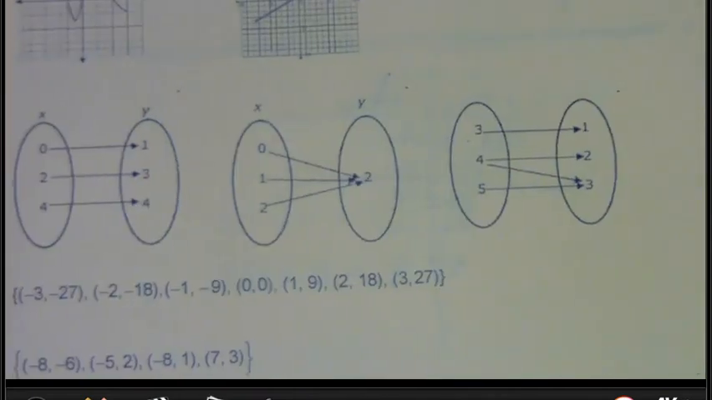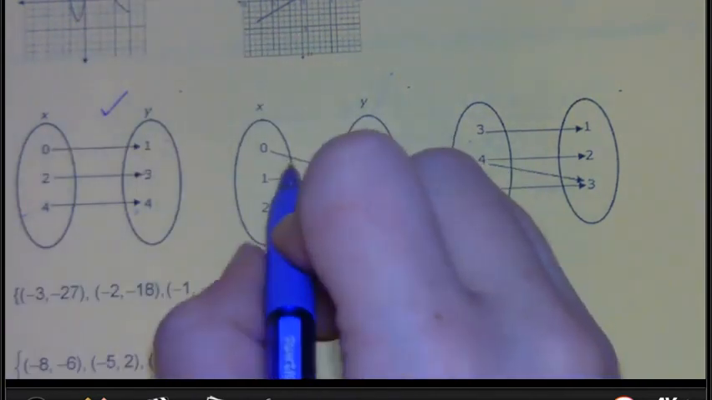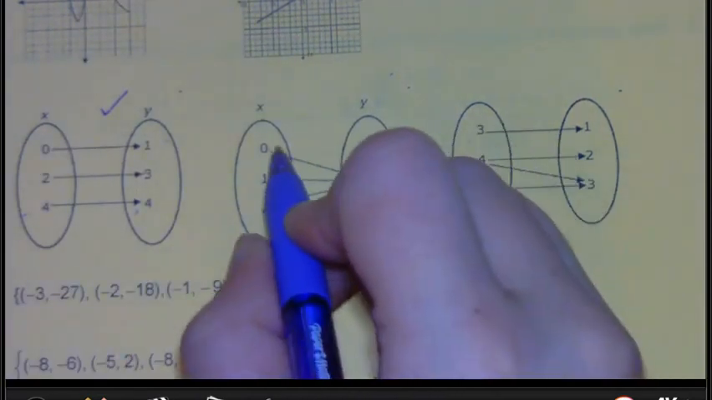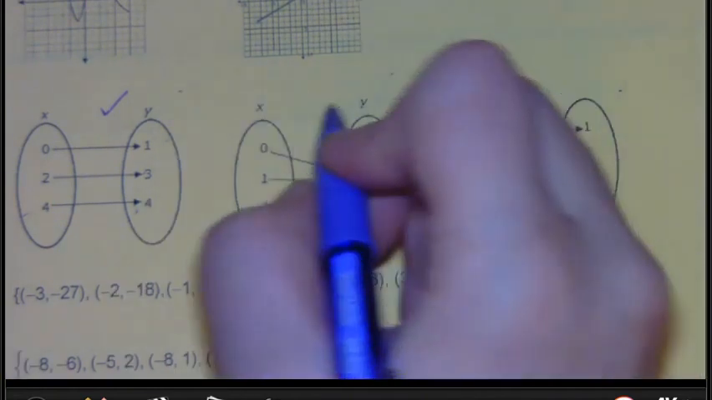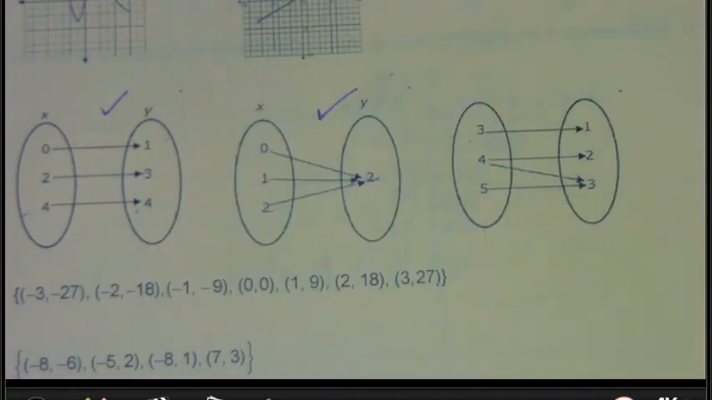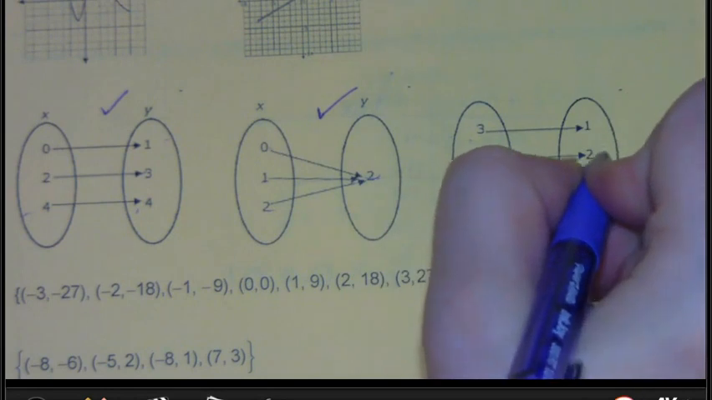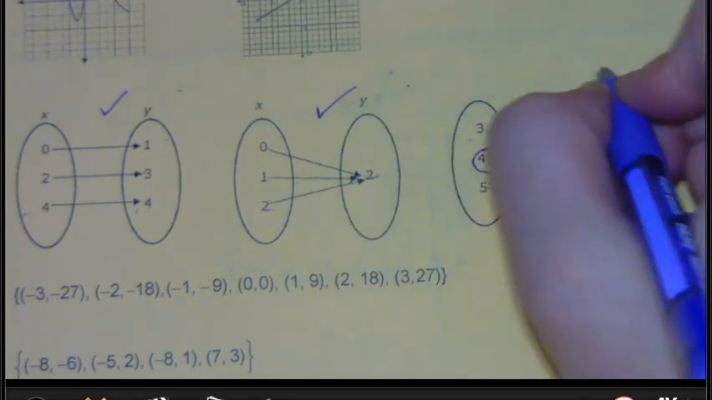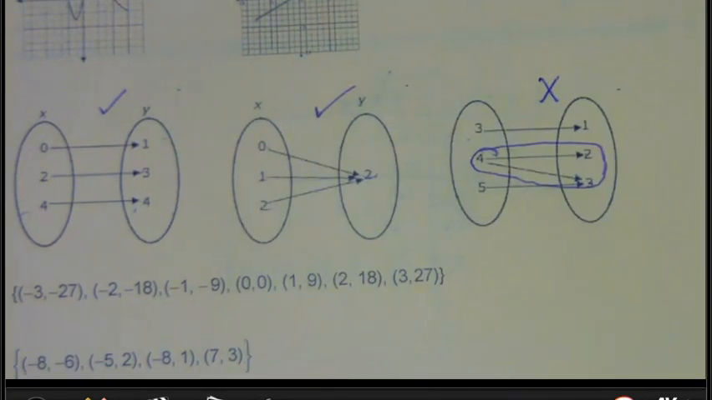All right, I've got some mappings. Well, 0, 2, 4, that is a function. 0, 1, 2. Even though they all three go to the same y value, that doesn't mean it's not a function. It has to look something like this, where 4 goes to 2 and 3 at the same time, meaning it is not a function.